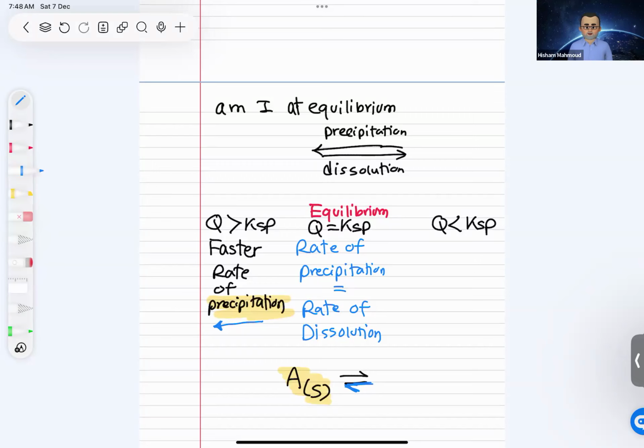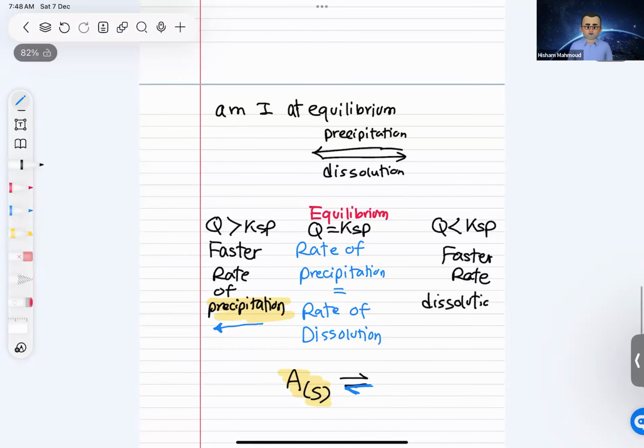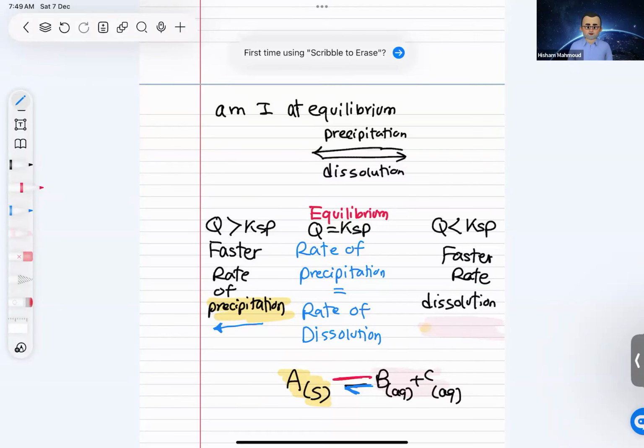While if you are going forward more, then the faster rate is for the dissolution. It's faster than precipitation. So you are moving towards the right or the forward. And in this case, you are making more of the products, and the products are the soluble ions. Like, for example, B aqueous plus C aqueous. So you are moving more to the right side, making more of the products. If they are both equal, then you are at equilibrium.